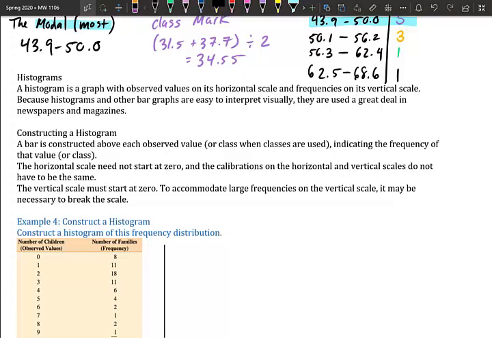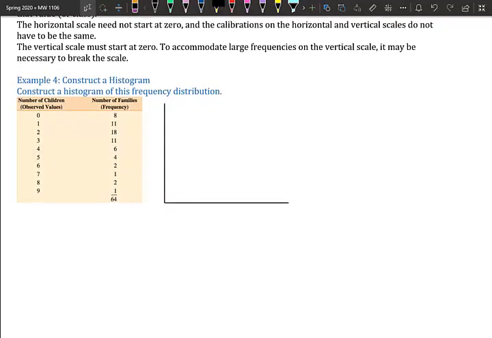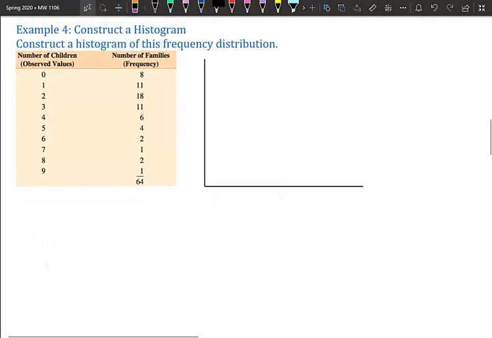The horizontal scale need not start at 0, so you don't need to start at 0. And the calibrations of the horizontal and vertical scale do not have to be the same. The vertical scale must start at 0 to accommodate large frequencies, and it may be necessary to break the scale. Alright, basically, I'll sum all that up for you.